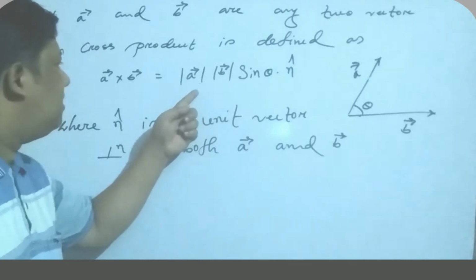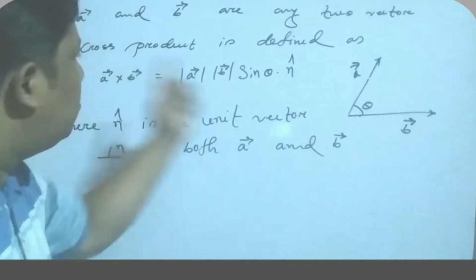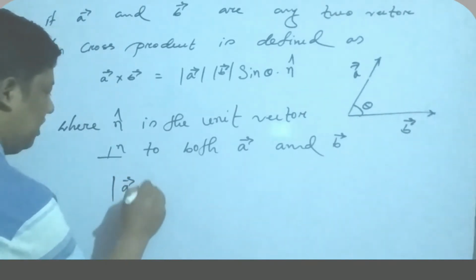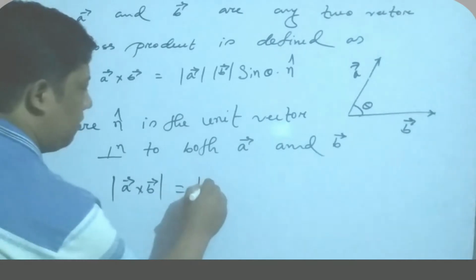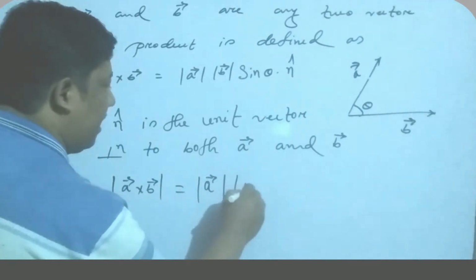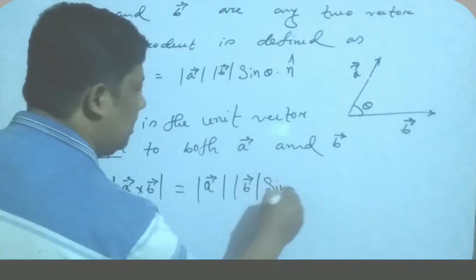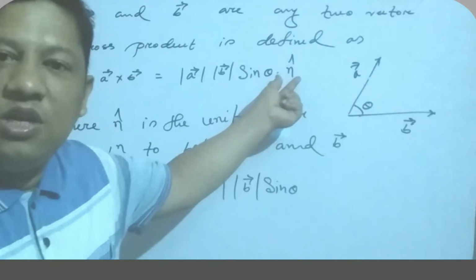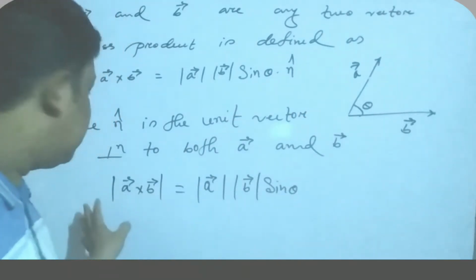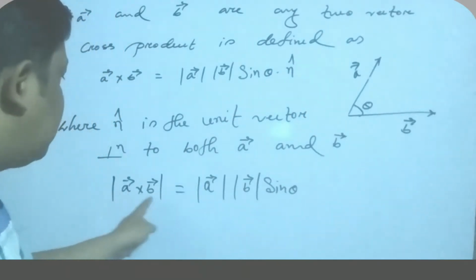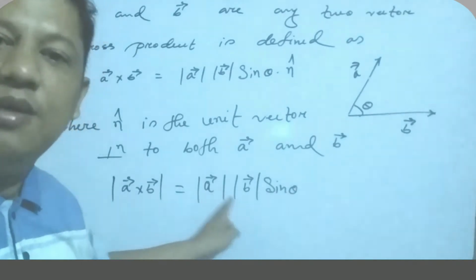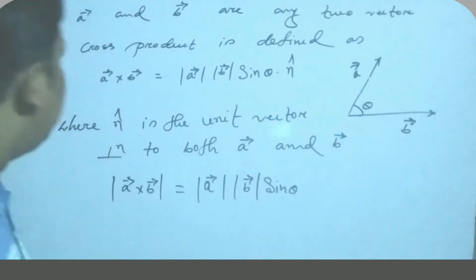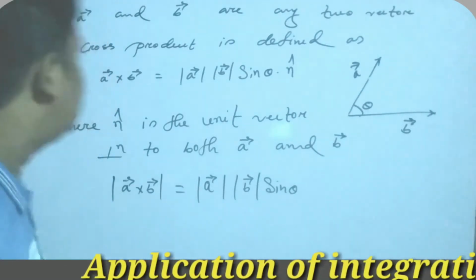if you use this identity and take the magnitude on both sides, then you get magnitude of A cross B equal to magnitude of A magnitude of B sin theta. If I take the magnitude of the unit vector, then it will be 1. That is why I just write magnitude of A cross B equal to magnitude of A magnitude of B sin theta. Okay, my students, using this identity you can find the cross product.